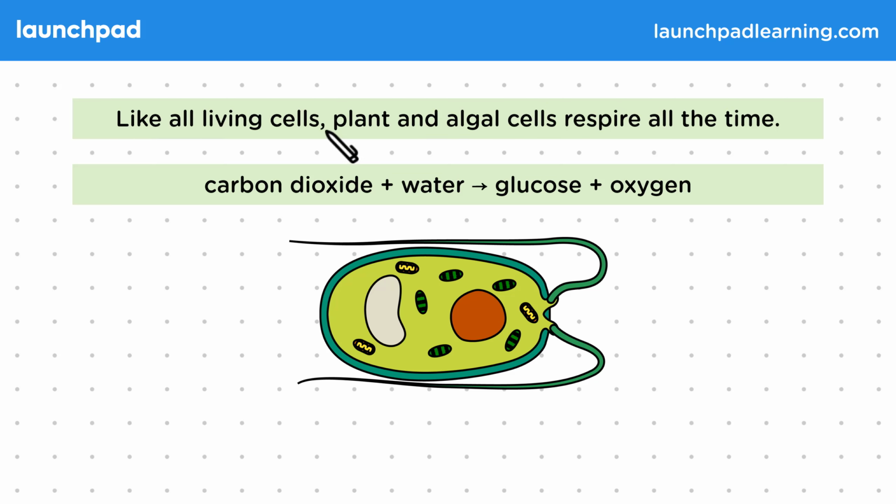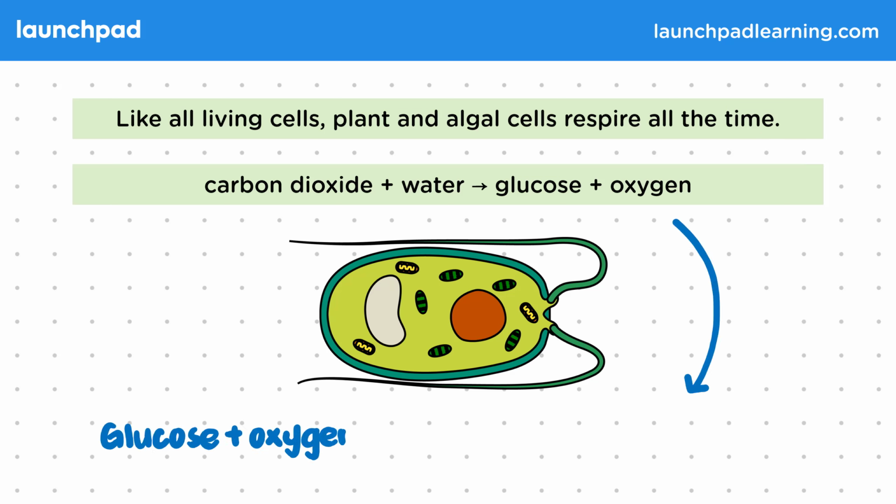Like all living cells, plant and algal cells respire all the time. Chemically, respiration is the opposite of photosynthesis. In respiration, glucose produced by photosynthesis reacts with oxygen from the air and produces carbon dioxide and water. Respiration also transfers energy for cell processes. What else is glucose used for?